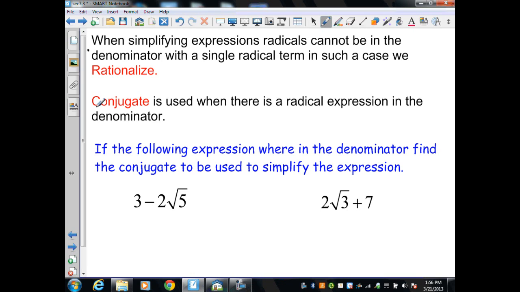And here's an example of a conjugate. If the following expression were given in the denominator, find the conjugate to be used to simplify the expression. All we need to do is take the exact expression in the denominator and change the sign. Therefore, I need to multiply this expression, which would be in the denominator of a fraction, by the conjugate, which would just be 3 plus 2 square roots of 5. I just rewrite the expression and change the sign. If this were in the denominator of a fraction, its conjugate would be 2 square roots of 3 minus 7.